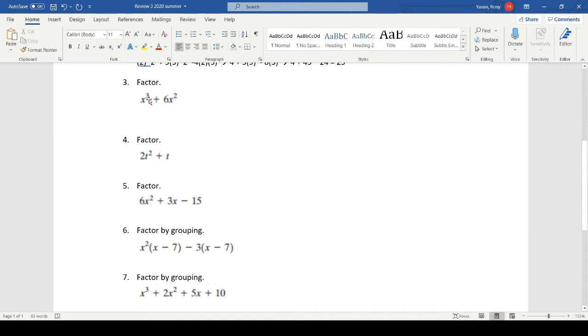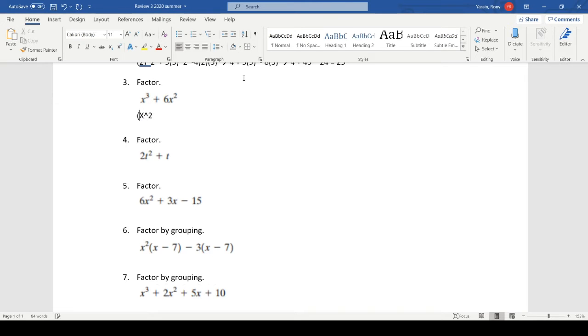I'll re-explain it. So we have x to the third plus 6x squared. So we have to find the common factor between these two terms. So what's common to both of these? Well, x squared can be taken out from both of these terms, and that's about it, right? So x squared is a common factor in both of these.